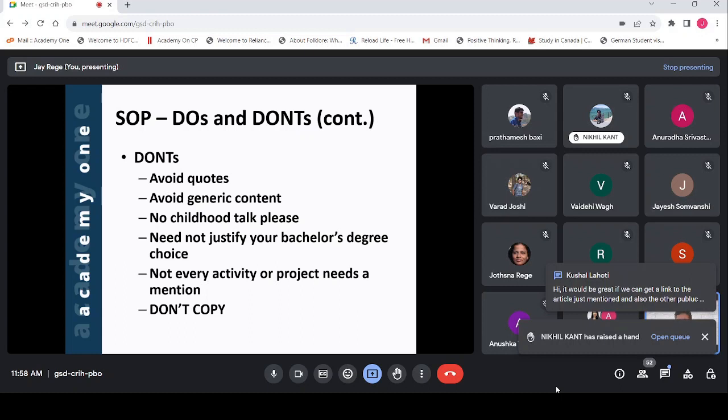And again, don't copy. Almost every university now uses plagiarism checks, so they would reject your SOP if they find that it is copied.